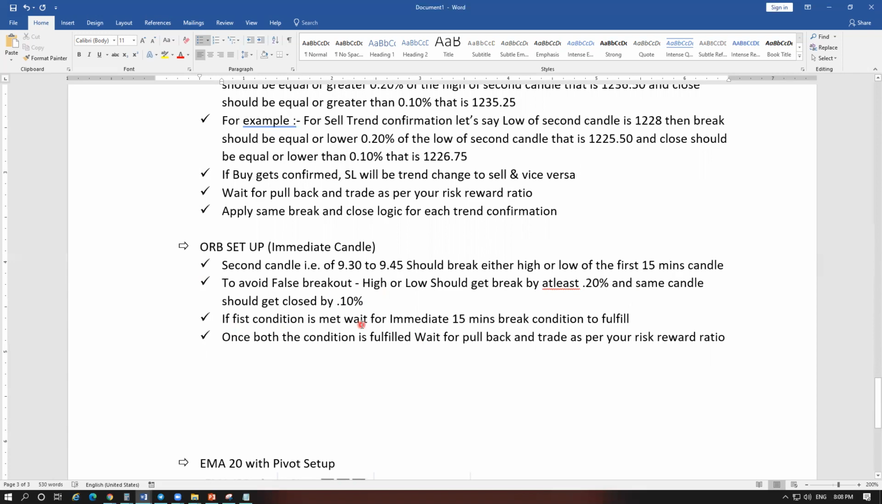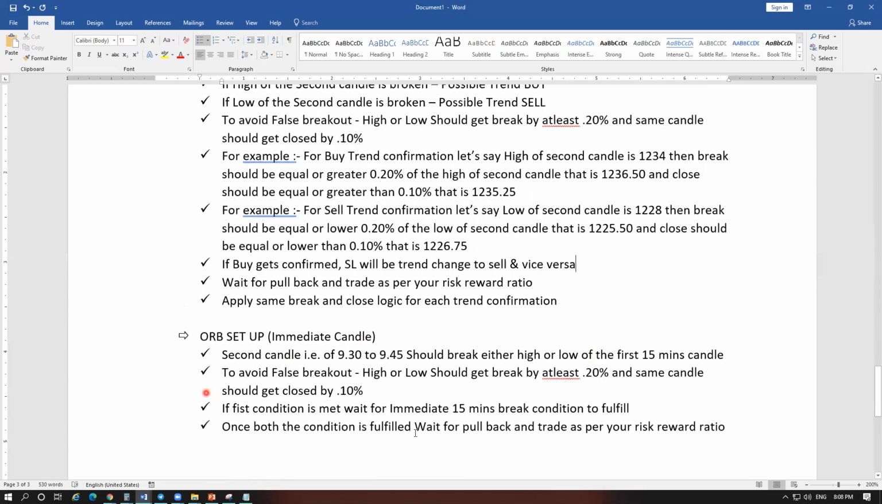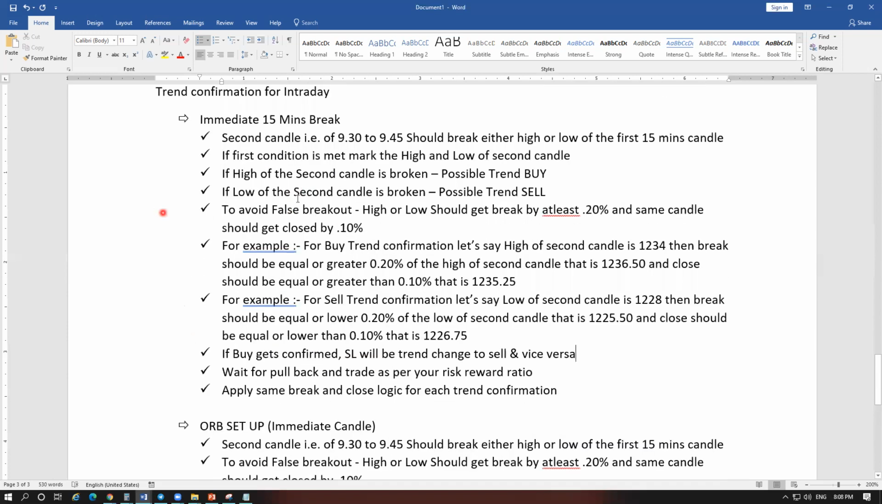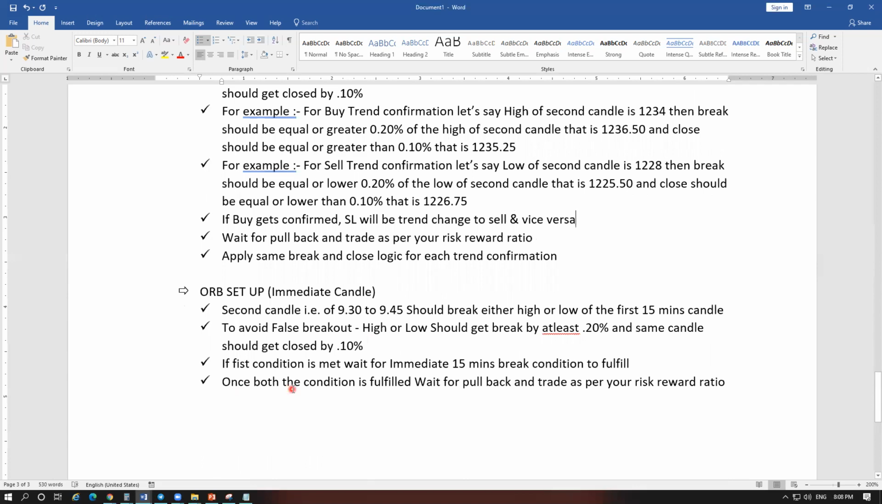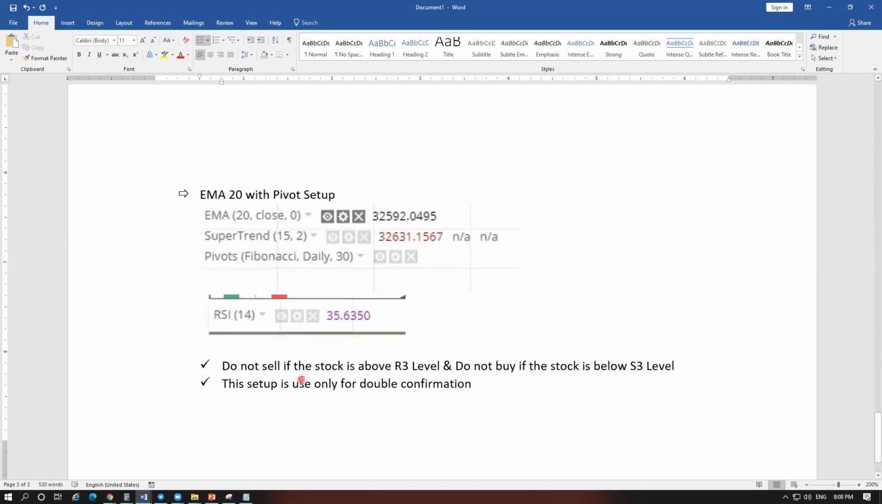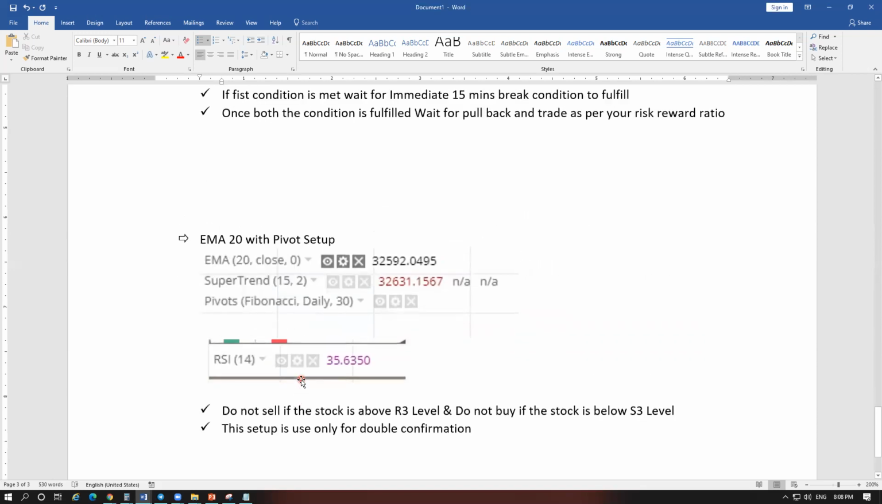If the first condition is met, wait for the immediate 15 minutes break condition to be fulfilled. Once both conditions are fulfilled, wait for the pullback and trade as per your risk reward ratio. Very simple.